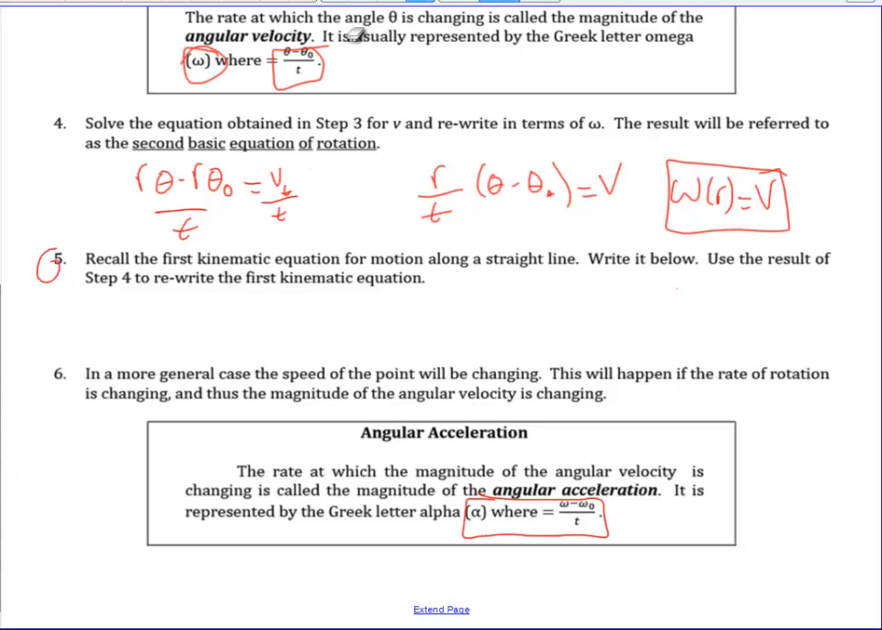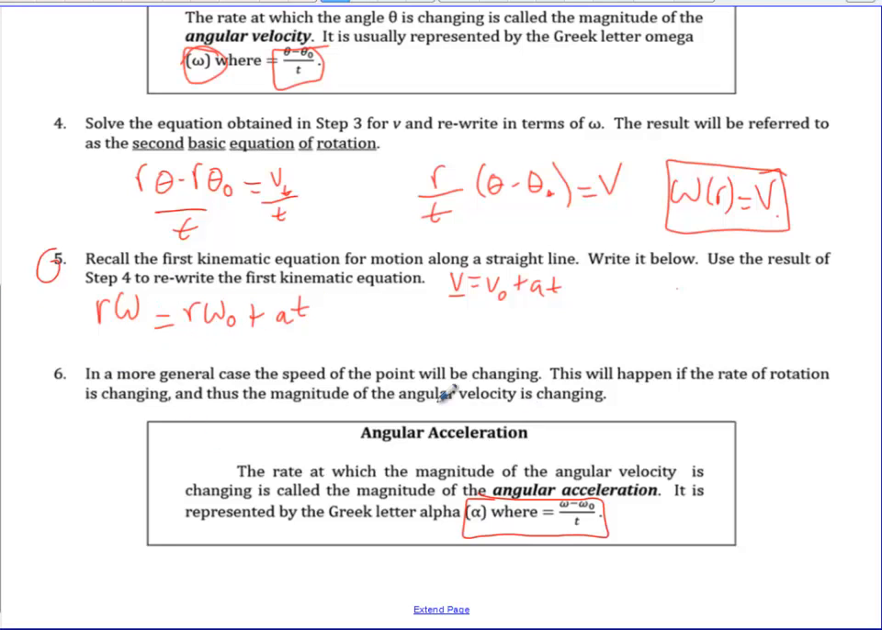It says recall the first kinematic equation for motion along a straight line. Remember that says v is equal to v naught plus acceleration times time. Write it below, did that. Use the result of step 4 to rewrite the first kinematic equation, which remember we can replace v with r omega. Okay, so r omega, so that's radius times angular velocity, equals r times omega naught plus at. And if I solve this, well, I don't have to solve anything yet.